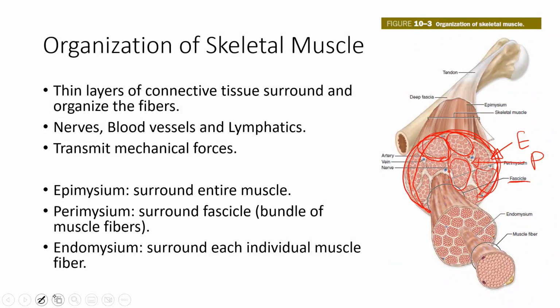If I use another color, this connective tissue is called the perimysium. And then when you take one fascicle, you have many muscle fibers. So these are muscle fibers. These single muscle fibers are again covered by connective tissue. And this connective tissue is called endomysium.